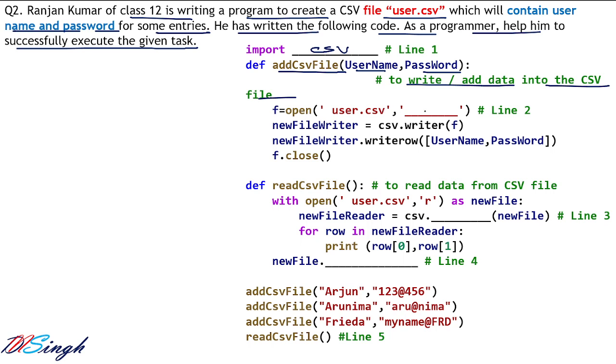I told you, in CSV files all modes work as they work in text files. So we want to read or write. We want to write data into the CSV file, so we will use the write mode, not read mode. What mode will we use? We will use the write mode.